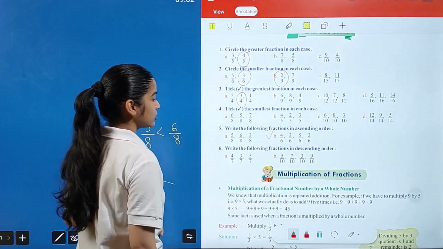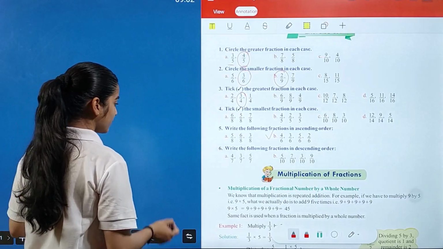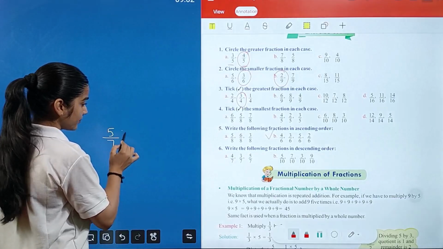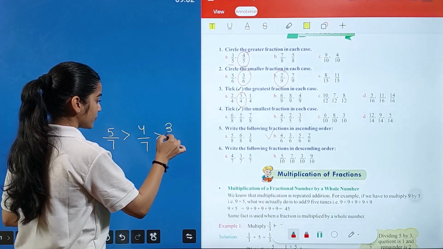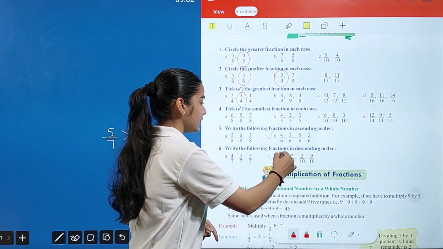Write the following fractions in descending order. So the same process we have to repeat, but in this case first we write the larger number. So 5 by 7, then 4 by 7, and then 3 by 7. Okay, so you can do part B yourself.